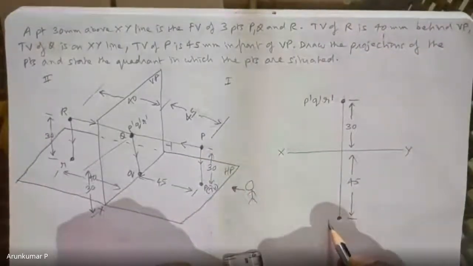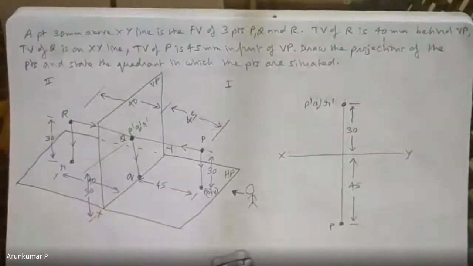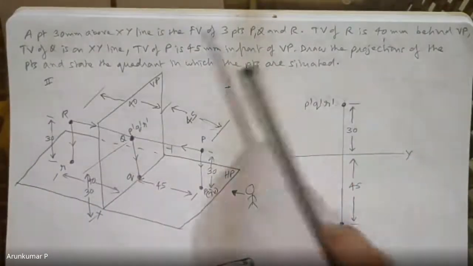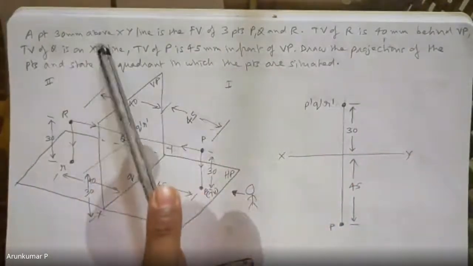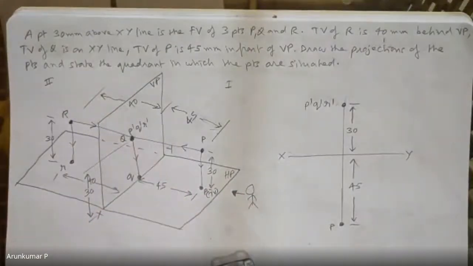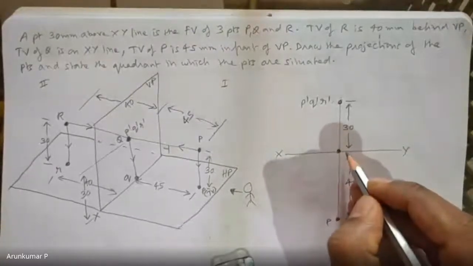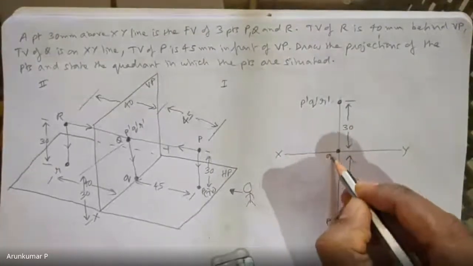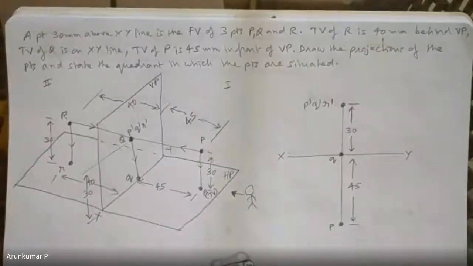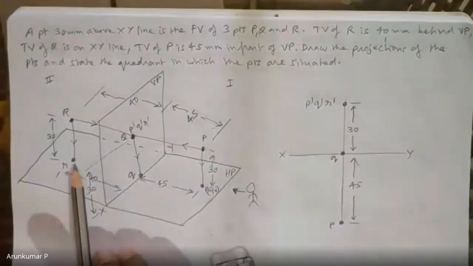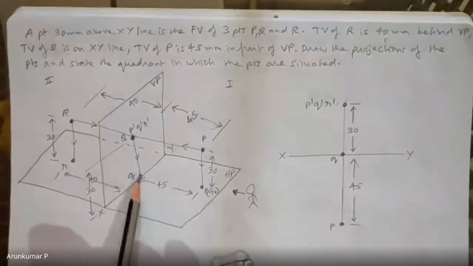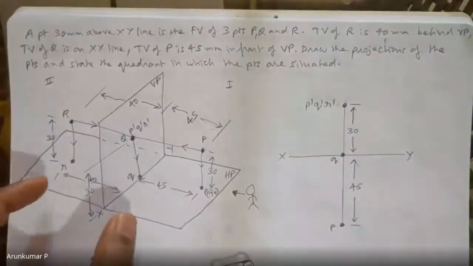This is small p, the top view. Where is the top view of Q? On the XY line. Exactly. So on the XY line here, you can locate Q. Where is the top view of R? How much away from the XY line? 40 mm.